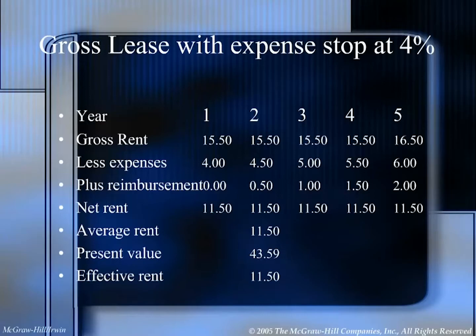We expect expenses to go up 50 cents a year. So you see the reimbursements from the stop, and then you get the net average rent, okay, which again works out in this case to be $11.50 every year, because the rent doesn't increase. It's always $15.50, and you always only pay $4 of expenses. Everything else is passed on, and in this case, we assume expenses just keep going up; they don't go down. So $11.50 is the net rent. It's the average rent, okay. And when you go through the present value and effective rate calculations, it also comes out to be the effective rent, okay.